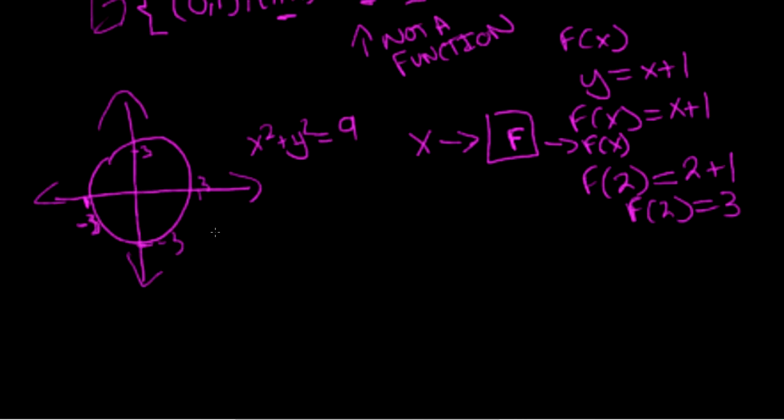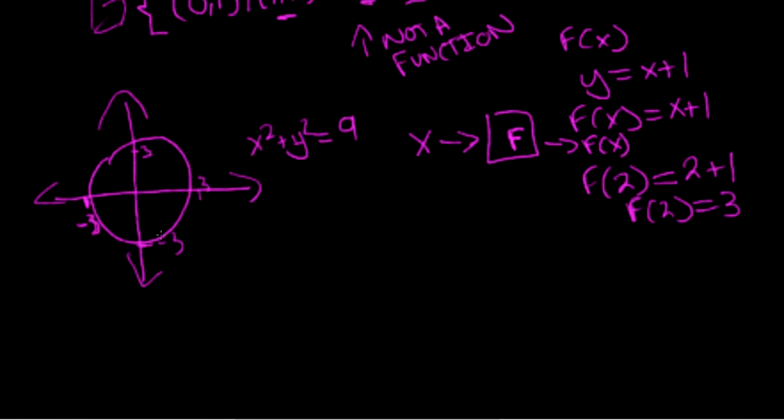So how do we know that this is not a function? Well, we can do something that is called the vertical line test. And the vertical line test is basically you just draw a vertical line on that graph, on that circle, on that parabola or whatever. And if that vertical line intersects through more than one point, then you know it's not a function.